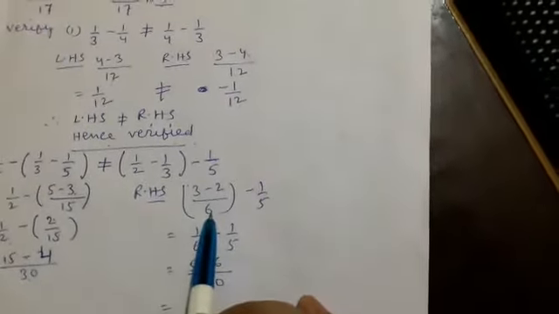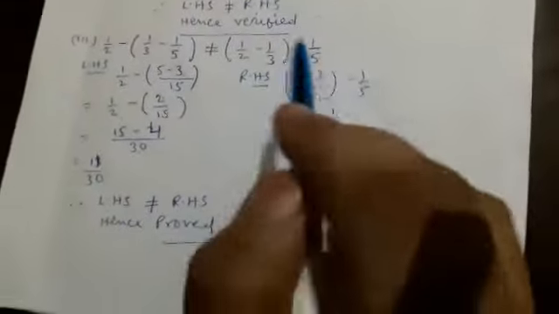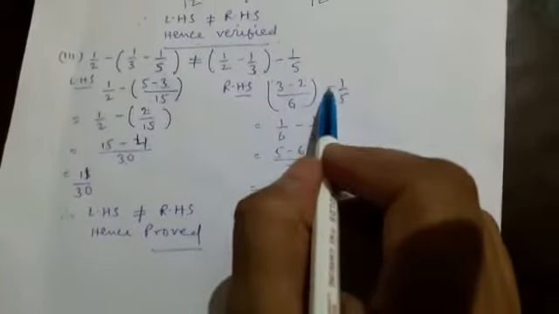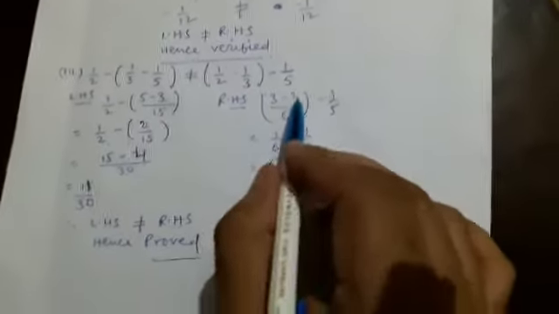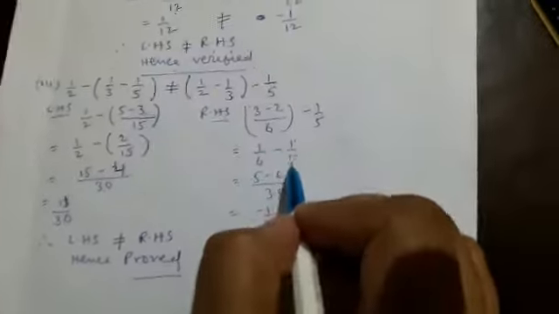Now in the RHS, take their LCM. 6 will be the LCM of 2 and 3. Now 2 3s are 6 and 3 2s are 6, minus 1 by 5. Now 3 minus 2, that is equal to 1 by 6 minus 1 by 5.